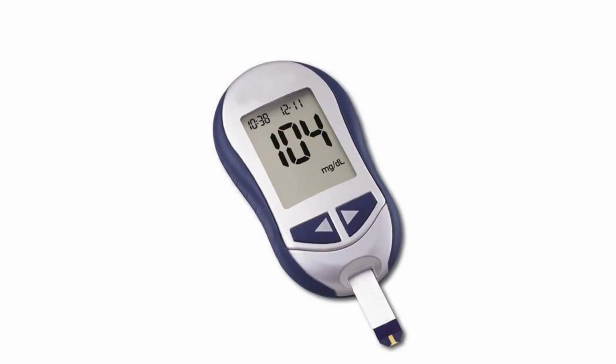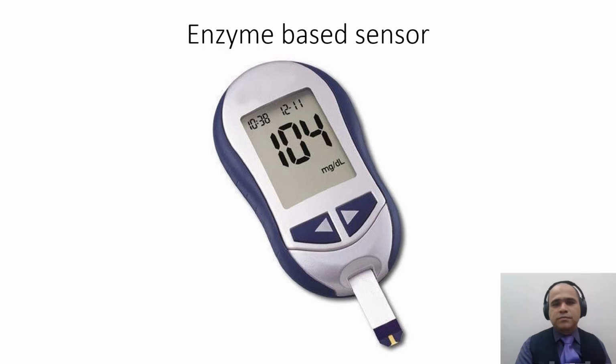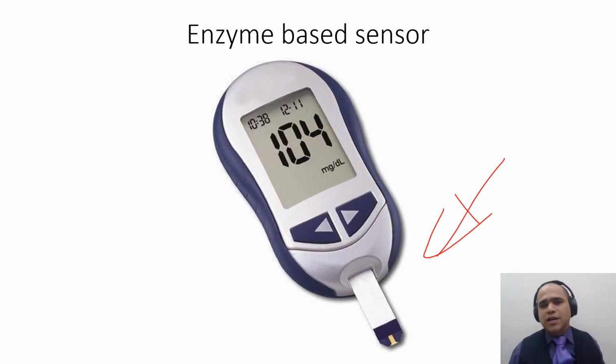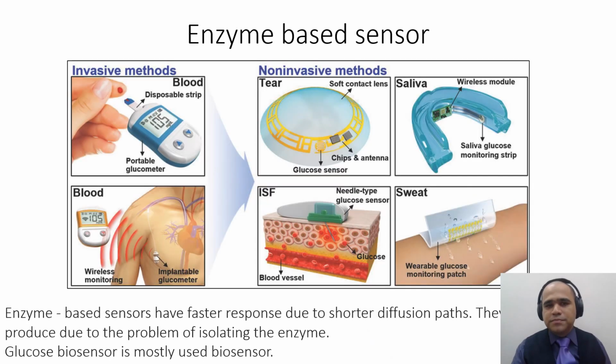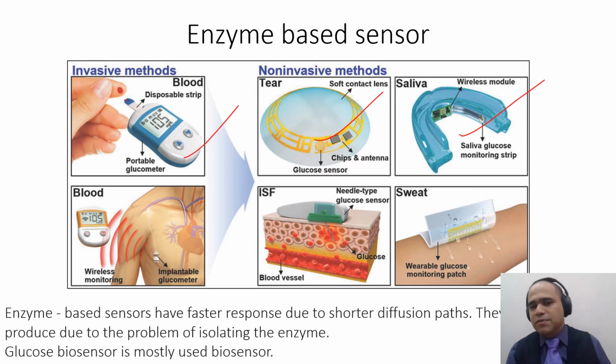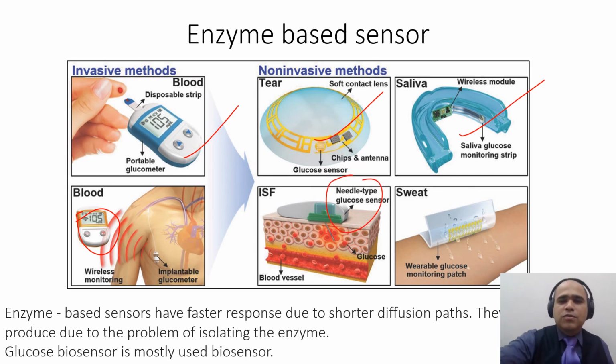Can you tell us which sensor is used in a glucometer? You might have seen this kind of machine in many people's houses. It's basically an enzyme-based blood glucometer. Enzyme-based sensors could be these many; I have already explained one, two, three in the previous slide on biosensors. There could be a blood monitoring device, a needle-type glucose sensor, or a patch that you just attach that can monitor your diabetes level.